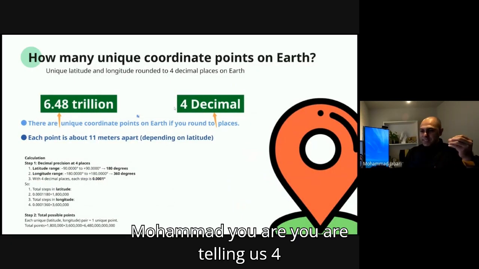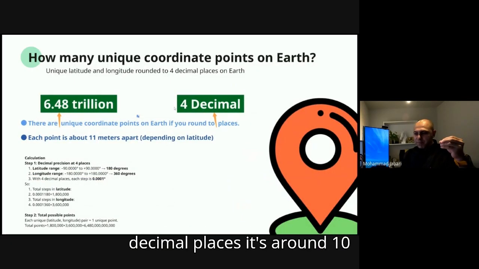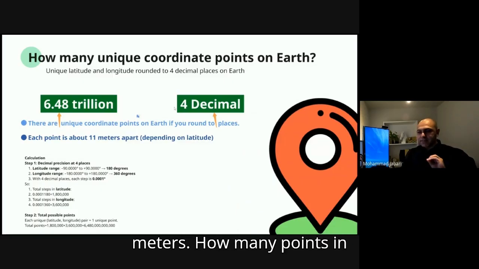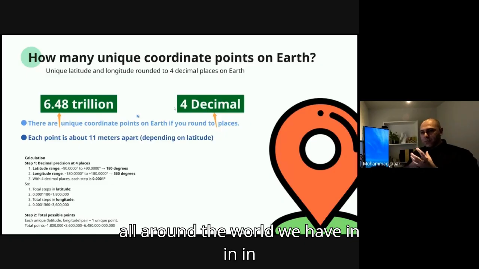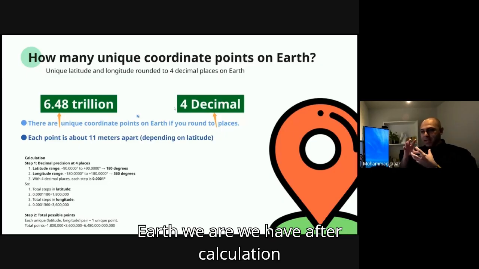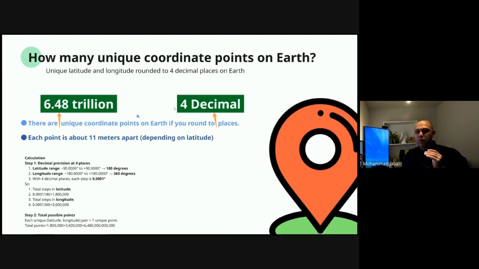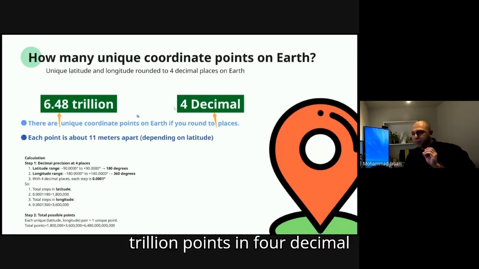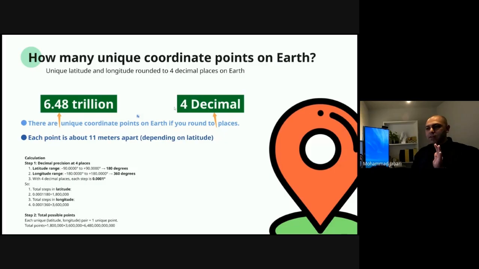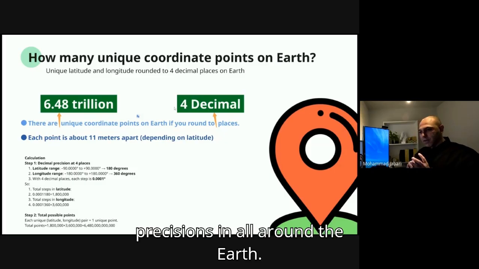You are telling us 4 decimal places is around 10 meters. How many points do we have all around the Earth? After calculation, you can see the calculation below, we have almost 6.5 trillion points at 4 decimal precision all around the Earth.